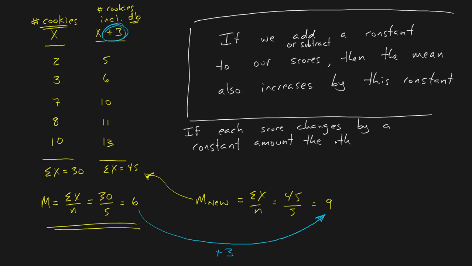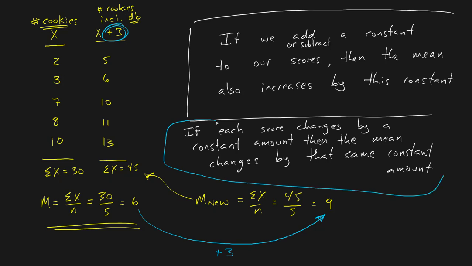then the mean changes by that same constant amount. Okay, so that one is generalized now to addition and subtraction. So the example, we just did addition, but if you had gone through and you'd subtracted 3 from all of these, you would have found that you could apply this one. We would have gone from a mean of 6 down to a mean of just 3 if we had subtracted 3 from all of these.